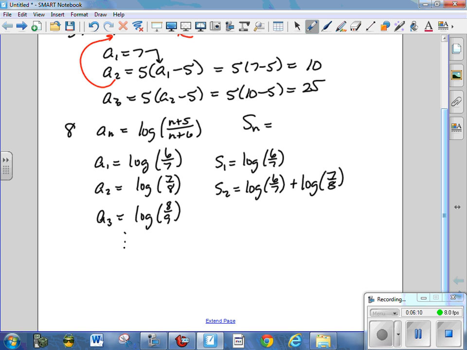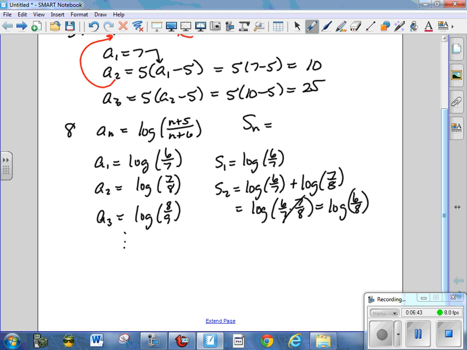Well, what do you do with the arguments when you add logs? You multiply them. So S sub 2 is log of 6/7 times 7/8, which is log of 6/8. Now, a tip when you're establishing a pattern: don't reduce fractions until later on, because sometimes the pattern's more clear when you don't reduce the fraction. Don't reduce it to 3/4 or make it 0.75. Just leave it as 6/8.